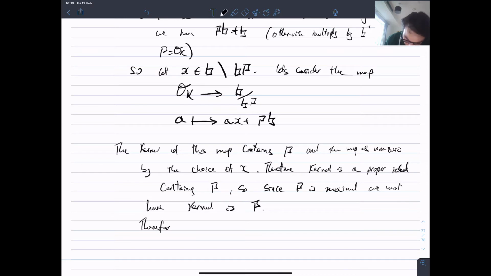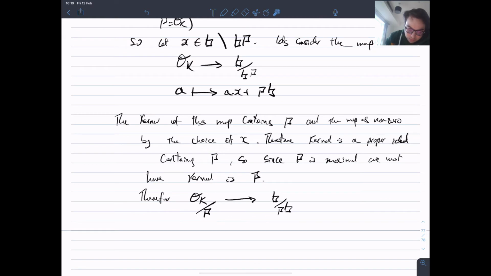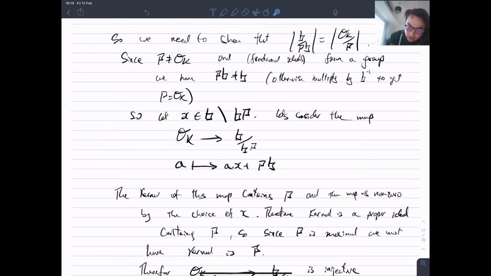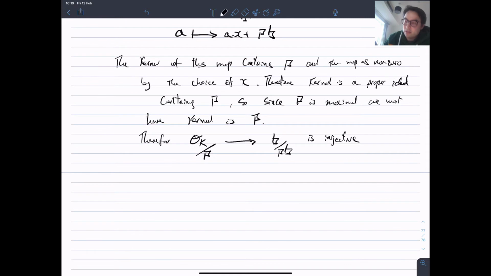Oh, sorry, not this map. Therefore, the following map: if I quotient out by this thing, I know that the kernel of this map is the ideal p, so I can just quotient out by this, and it doesn't really change my map. So I have this map, and this map is injective. So all we need to know to prove what we wanted to prove, that they have the same size, is that it's bijective. So it remains to prove that this map is surjective.